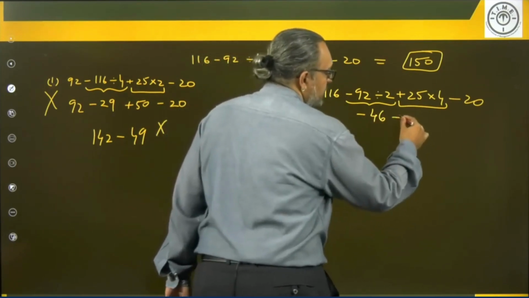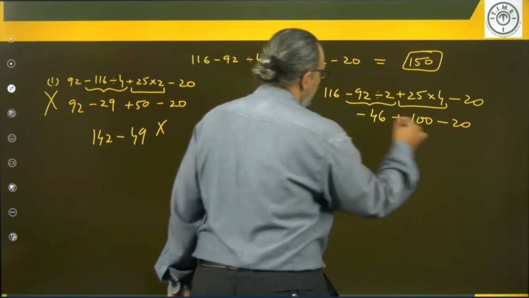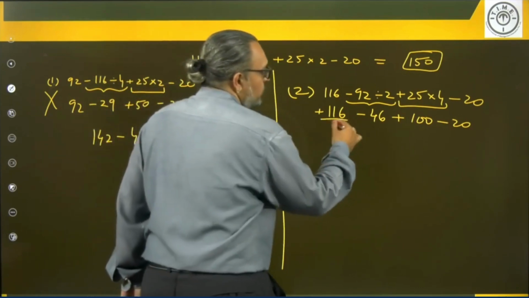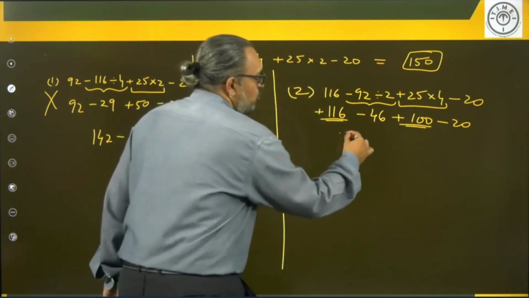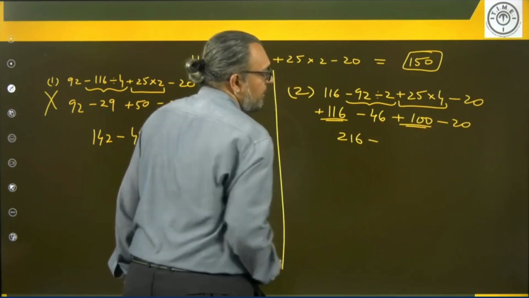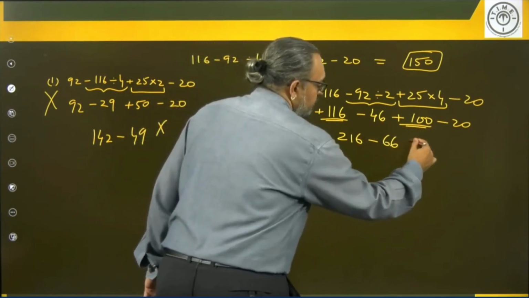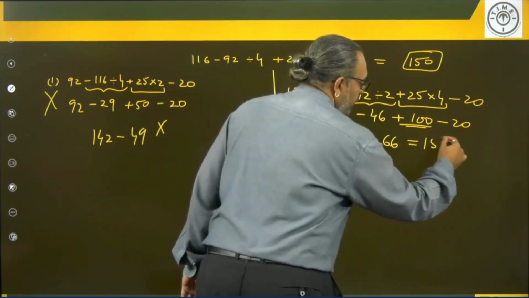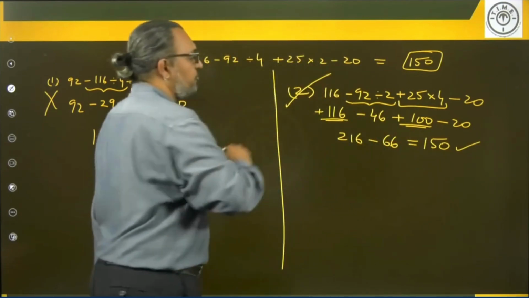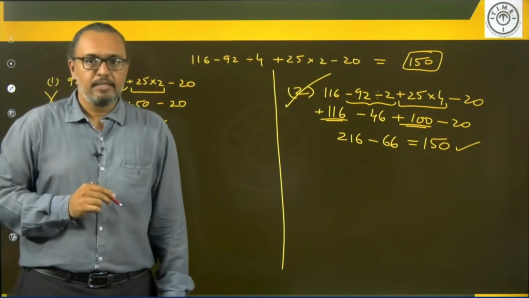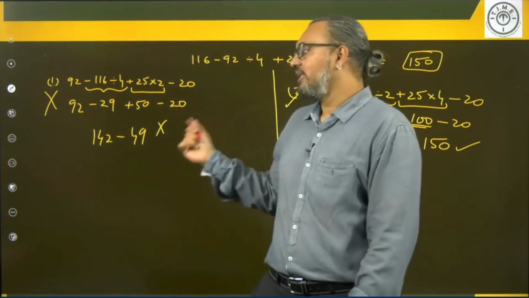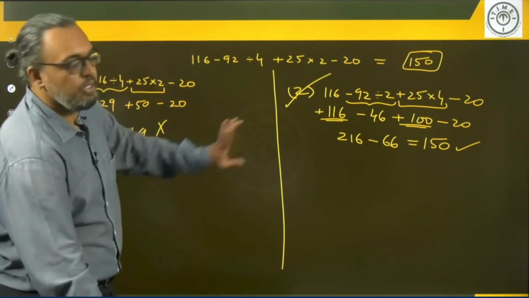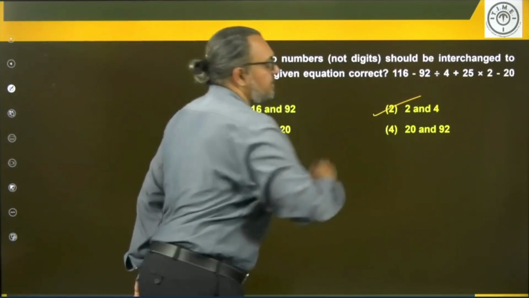So you get negative 46 plus 100 minus 20 and this is 116. This is a plus. Now you add. So now 116 and 100 is 216. Now 216 minus, this is how much? 66. Yeah, 216 minus 66 will give you 150. So this is what I am searching for. Understanding the point? So you need to be quick with calculations. Accordingly, we get our answers. Okay. So choice 2 is what we have as the answer.